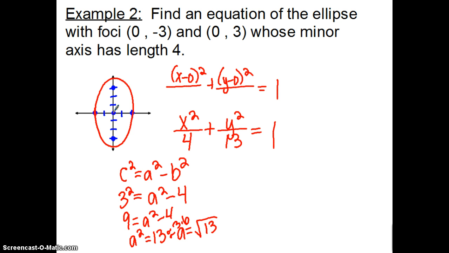So the answer to this question, find the equation, here it is: x squared over 4 plus y squared over 13 equals 1.